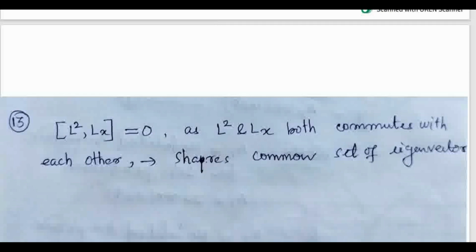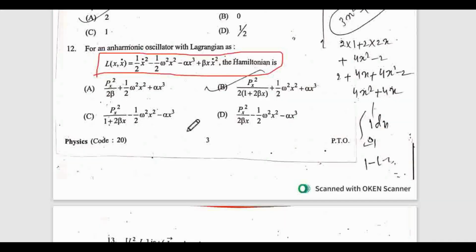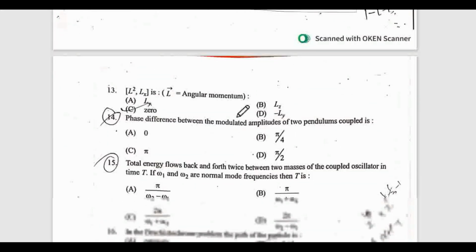Now coming to the 13th number question, the question was about commutation. L square, that is the total angular momentum square, and Lx. What is the commutation? The commutation is 0.